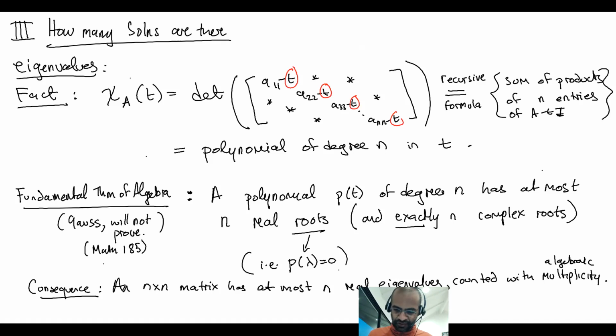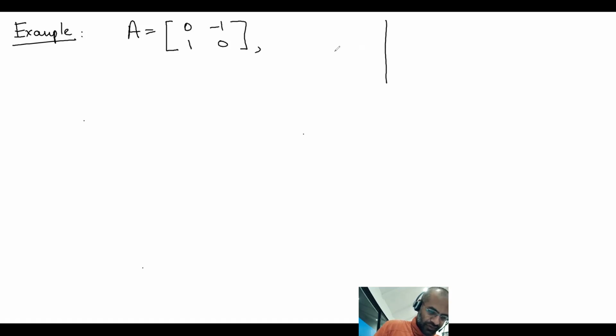I should remark that there are matrices which don't have any real eigenvalues, right? So here's an example. Consider this matrix A equals 0, 1, minus 1, 0. And this corresponds to rotating a vector by pi over 2 radians, right?